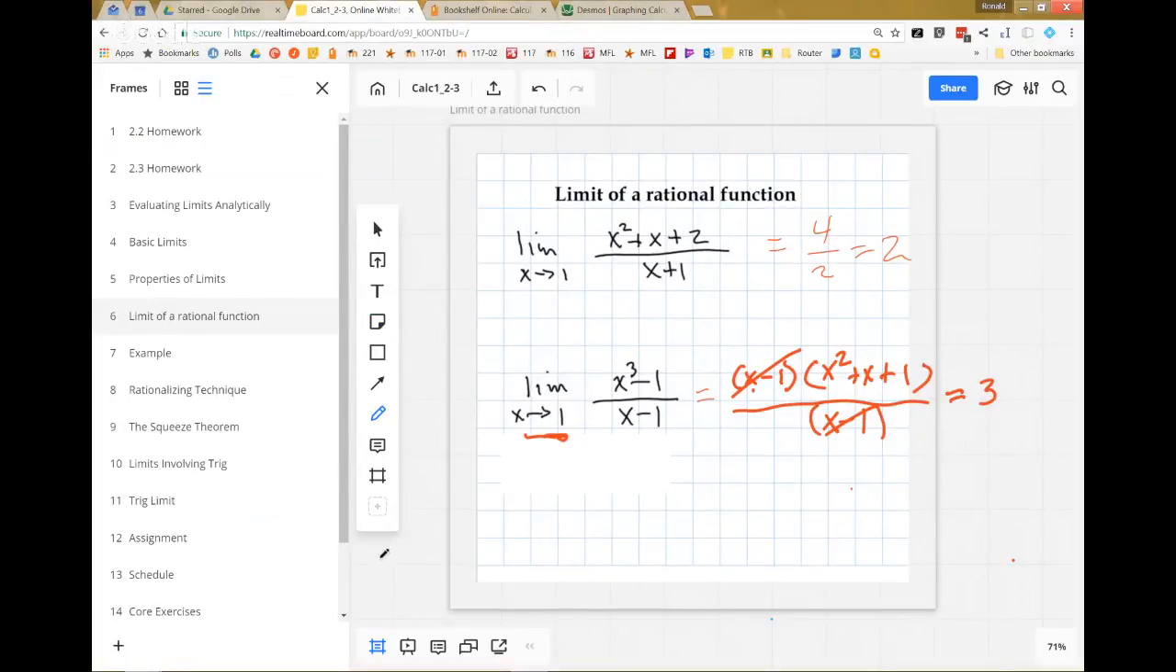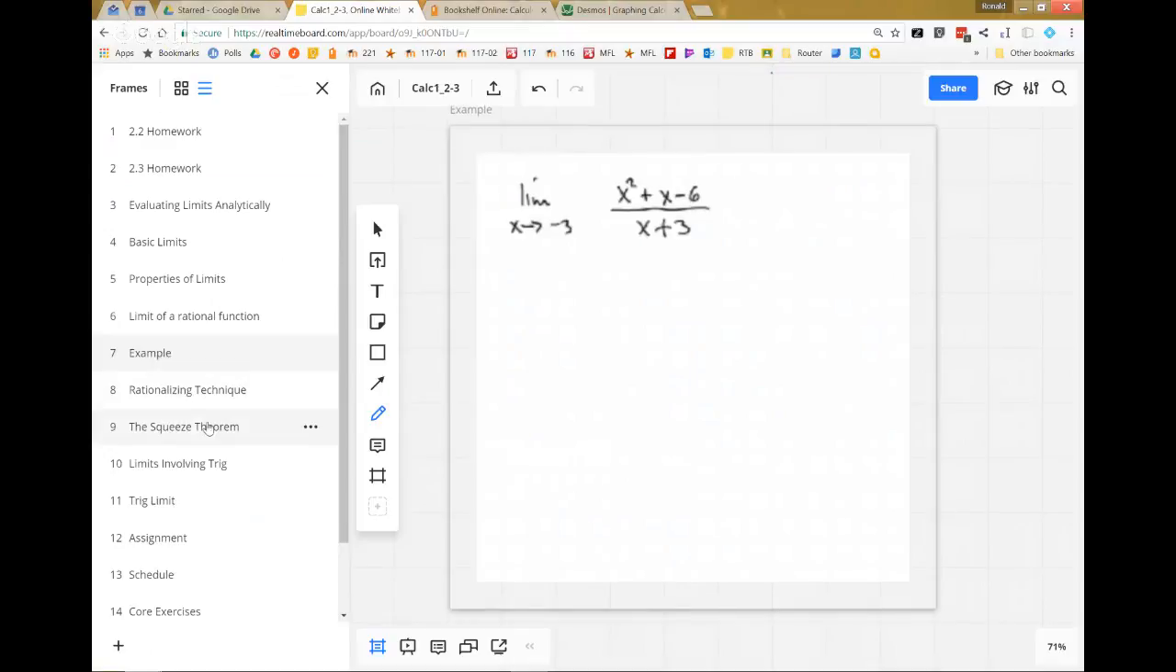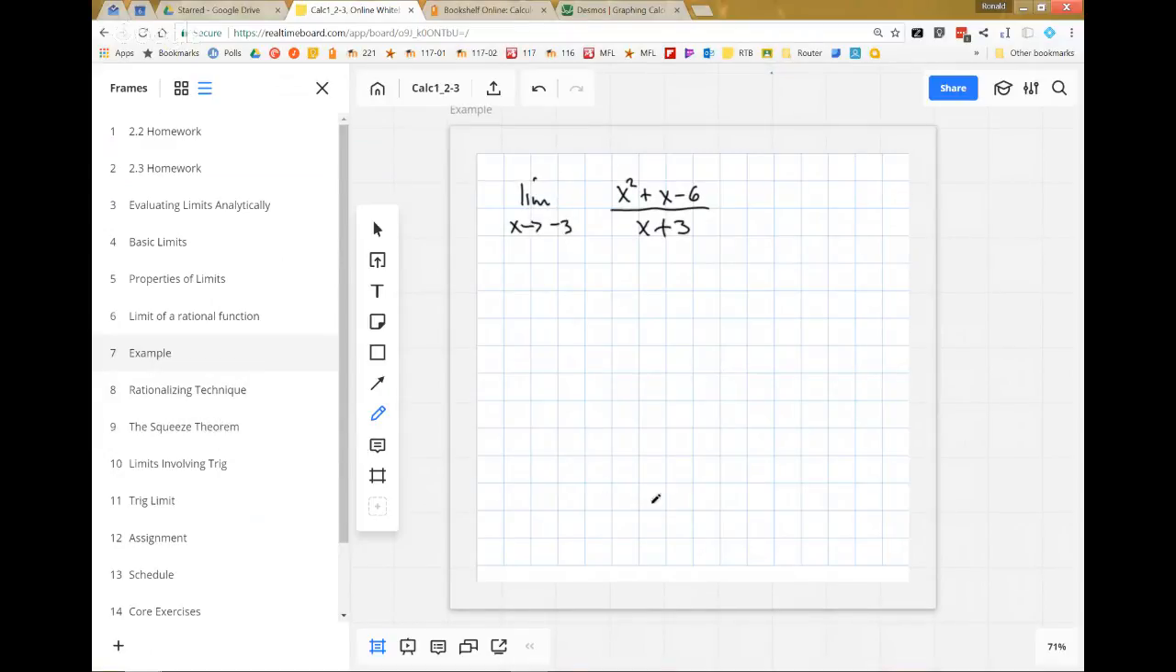So let's now go to the next. I have another example for you. So how about this limit? What's the limit of this thing as x approaches -3? Well, we can't substitute because that would give us a 0 in the denominator. Is there anything we can do with this algebraically? Yeah, that's the limit as x approaches -3.